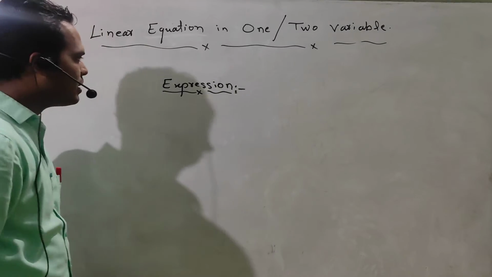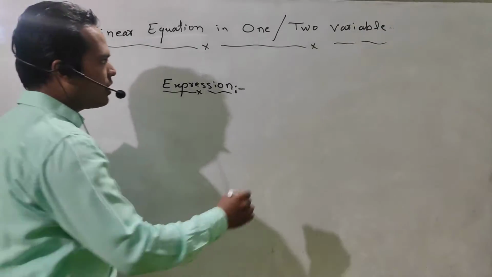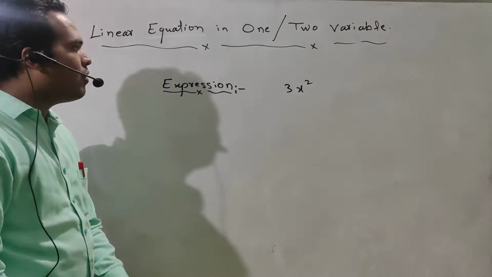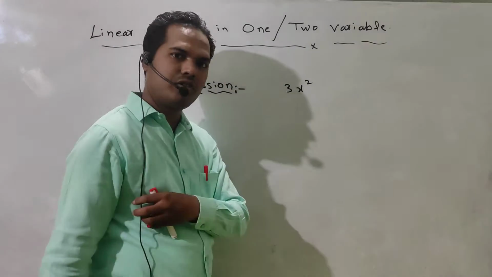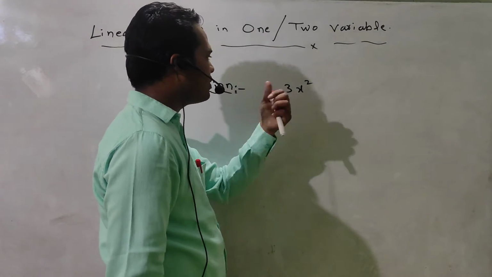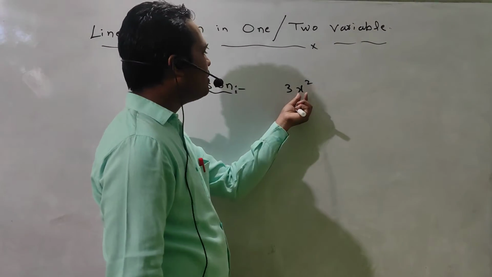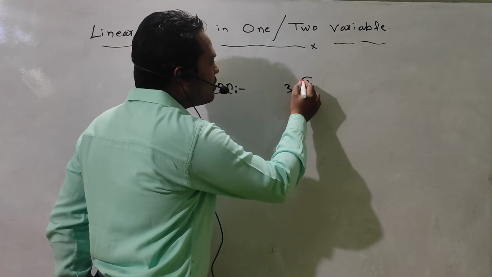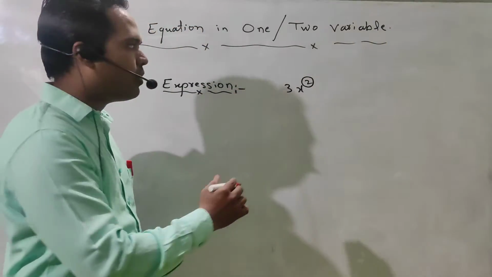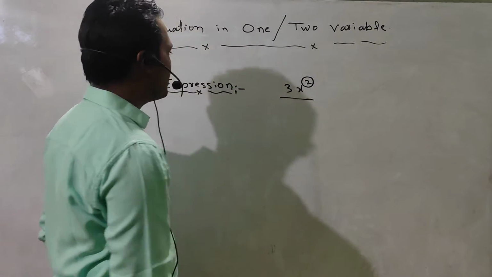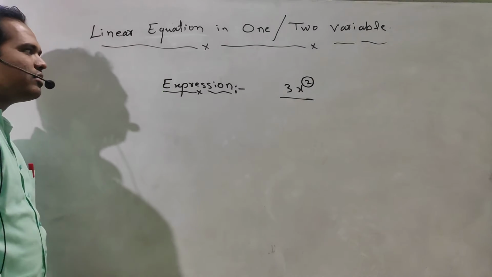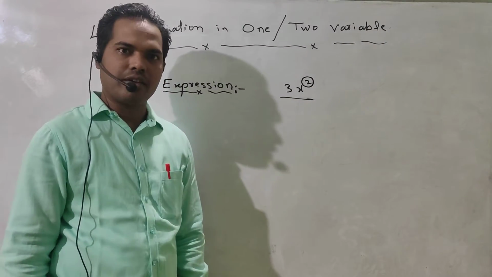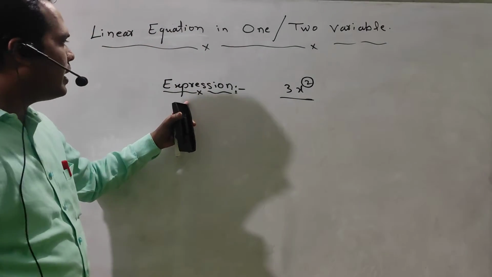Examples of mathematical expressions are, see here, 3x raised to 2. Here, what is 3? 3 is a coefficient. And what is x? x is a variable. And the degree which x is having is positive 2. Therefore, it is known as a mathematical expression. So, an expression is nothing but a mathematical term without an equal to sign.